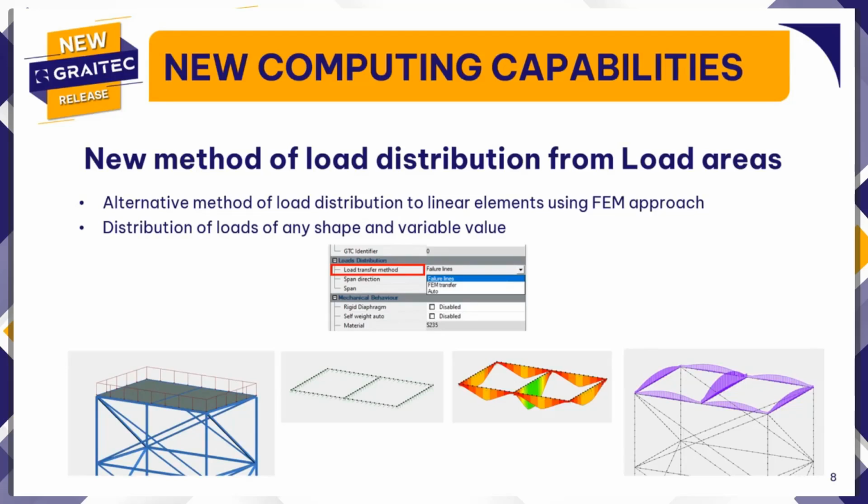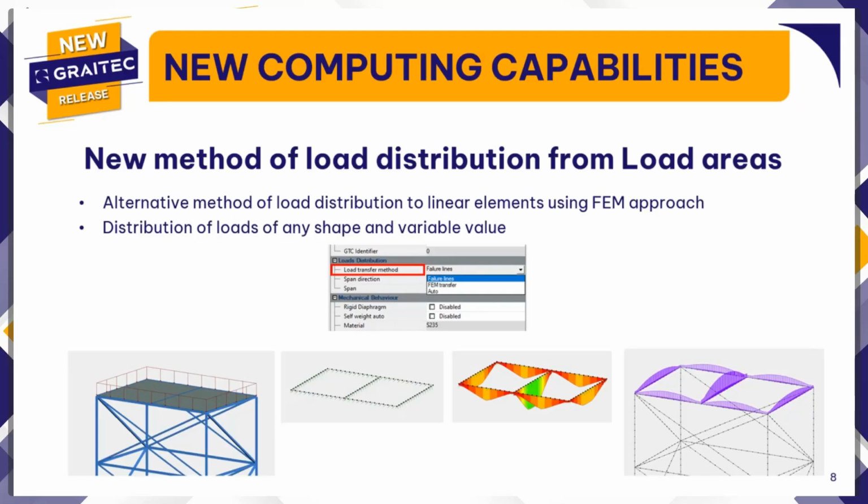Another novelty is an alternative method of distributing loads from load areas to linear elements. It's called finite element transfer. For selecting a method, we use a new option on load areas having 3 entries: failure lines, which is the previous version, new frame transfer, and auto, which is automatic selection of the best method.